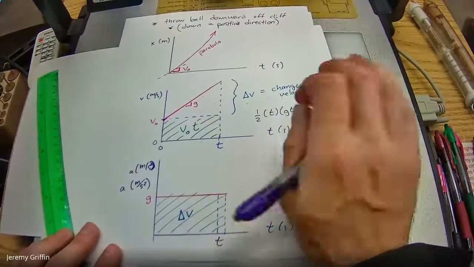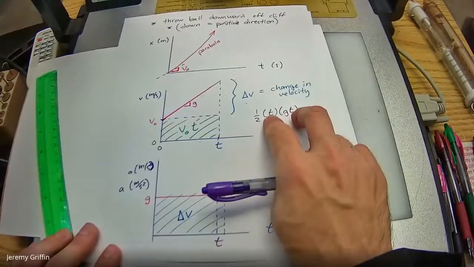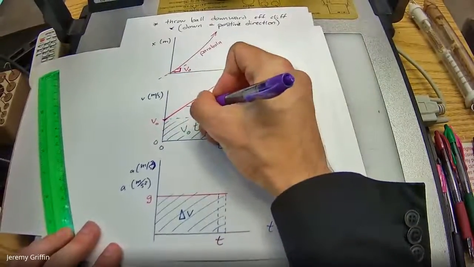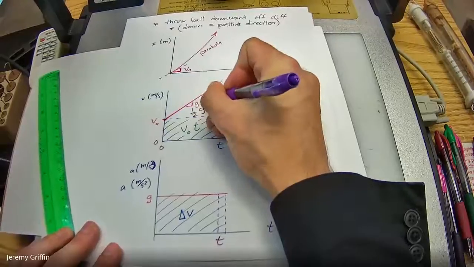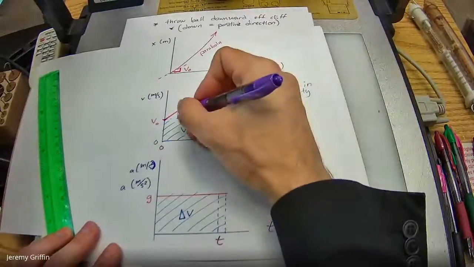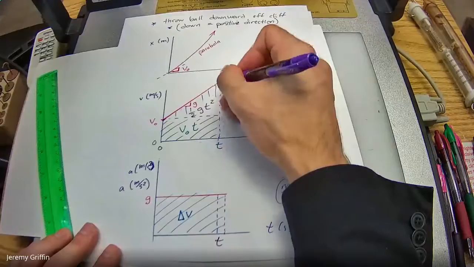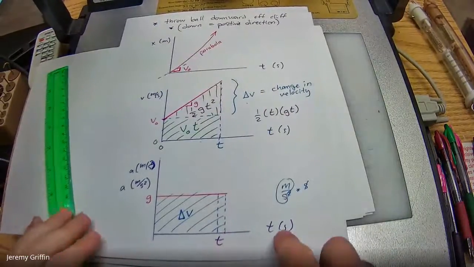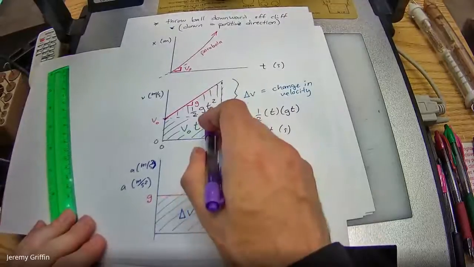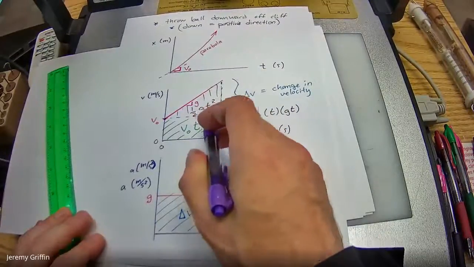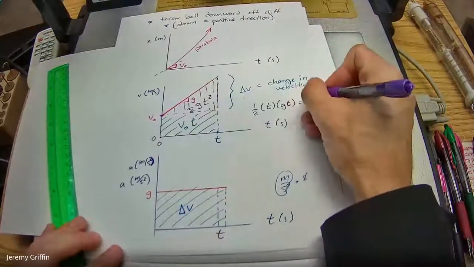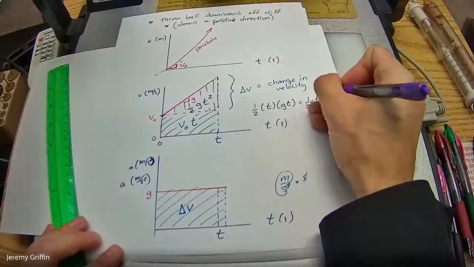Hey, can I combine those t's? Make that t squared? I got 1/2 gt squared. Hey, that sounds like something you might learn in college. How far did the ball fall in 5 seconds? 5 times 5 times 5. It's about 125 meters. That's what that is. This is your classic 1/2 gt squared.